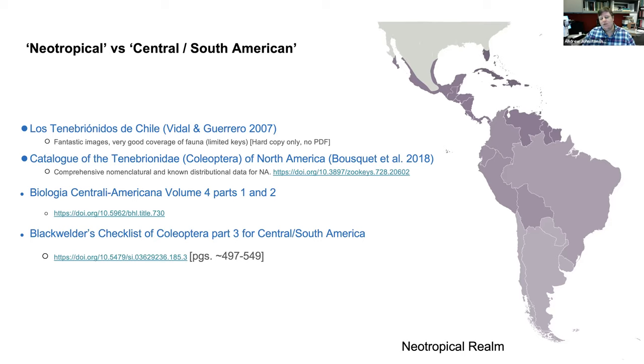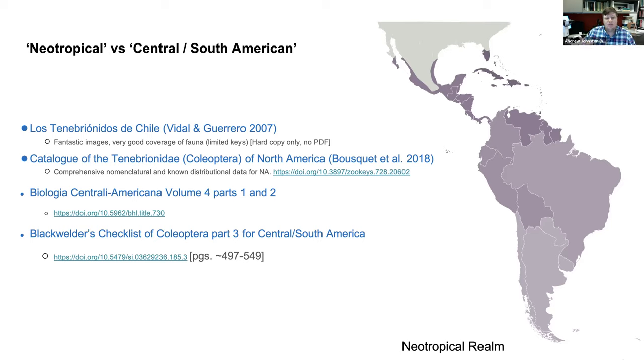So we listed some of these resources before. For Chile, there's a great book that talks about the fauna there, and it has images and a lot of information, even images of larvae for a lot of these groups.